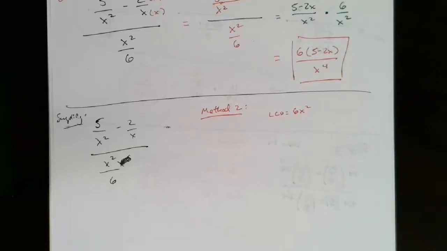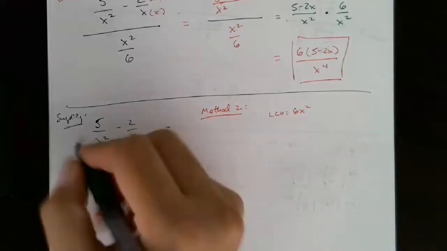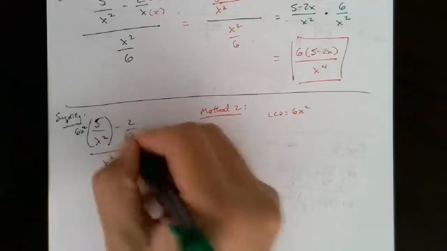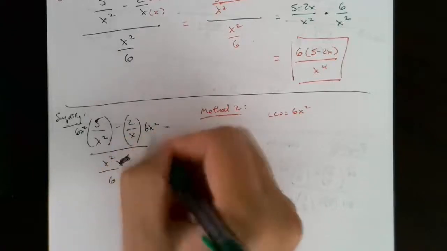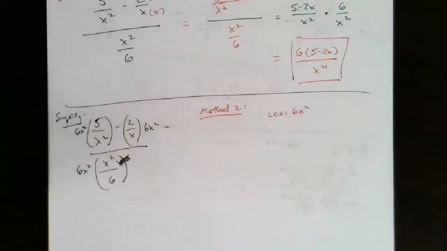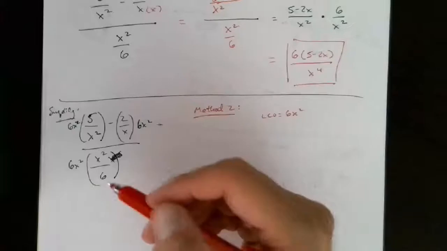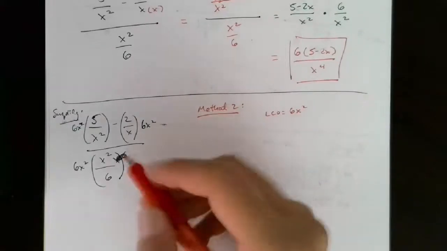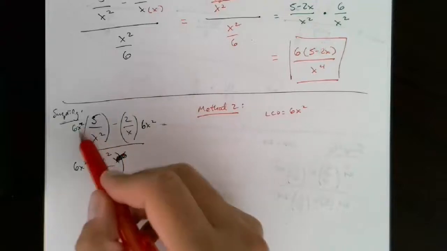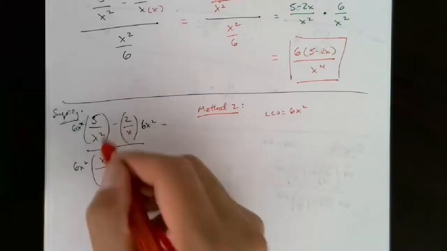So now you take 6x squared, and we're going to multiply it to every term. Remember, that's what method 2 says to do. So I'm going to multiply by 6x squared, multiplying by 6x squared, and I'm going to multiply this by 6x squared. And when I do that, now I'm able to cancel the denominator. That's really the reason we do this, right? To clear fractions. So here we have 6x squared times 5 over x squared. The x squareds will cancel.